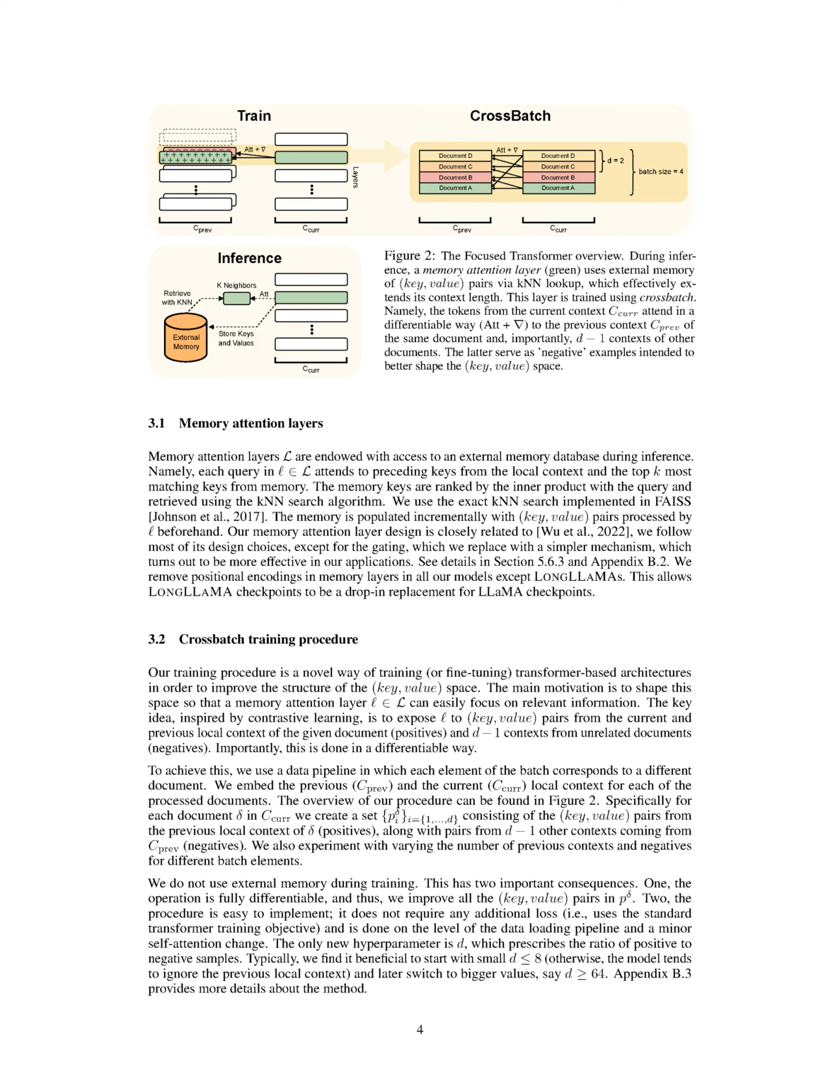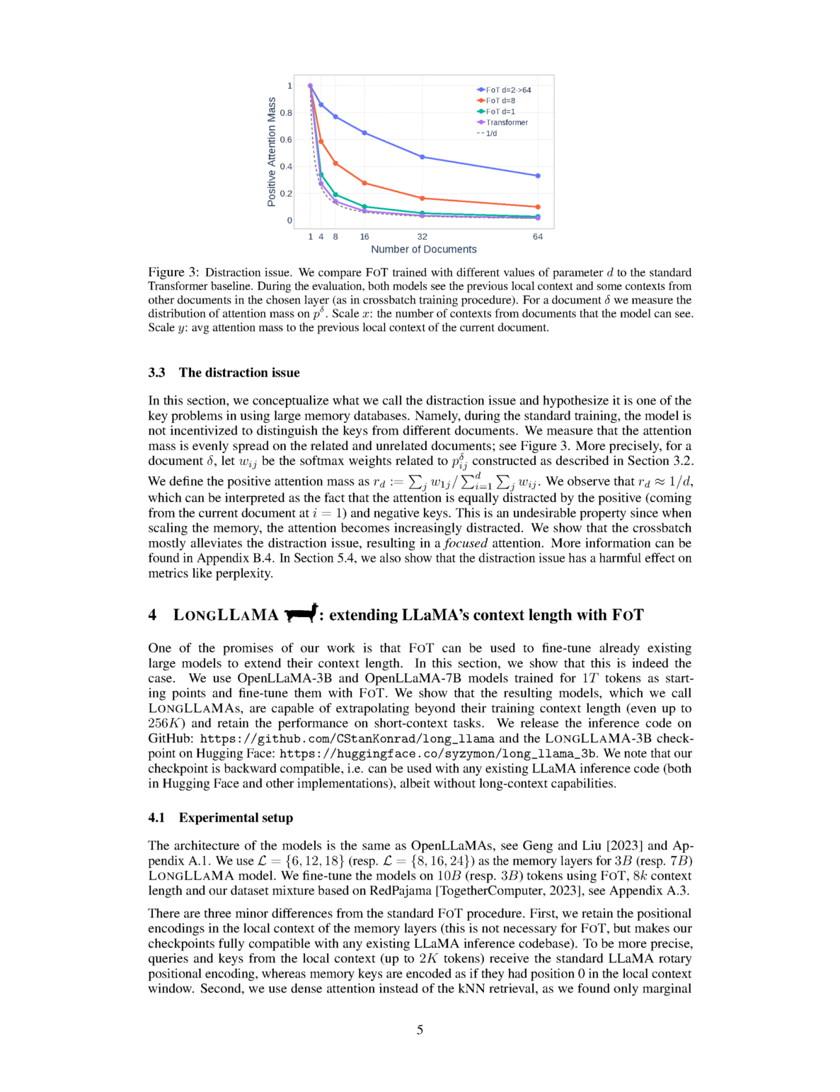We usually find it beneficial to start with small D values, less than or equal to 8, and later switch to larger values, greater than or equal to 64. We also discuss what we call the distraction issue. We believe this is a key problem when using large memory databases.